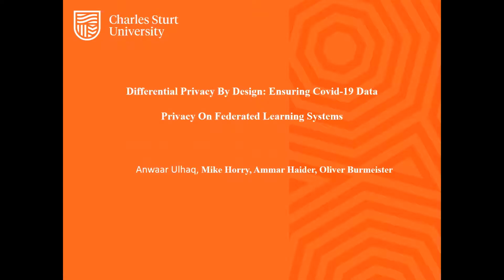So I'm going to present our paper about differential privacy by design, which is especially about COVID-19 data privacy and how to use it for a collaborative kind of research in the contemporary age.